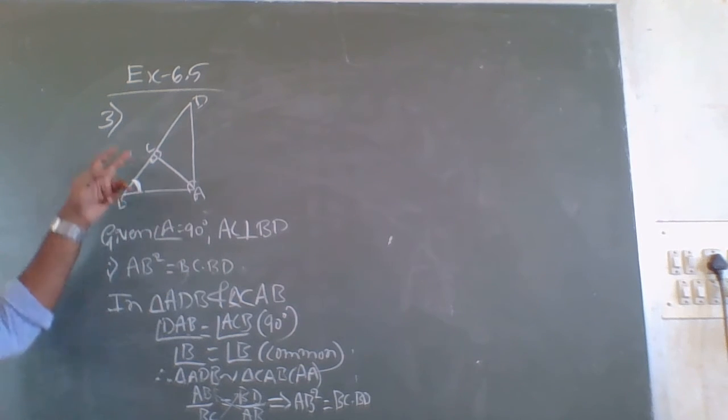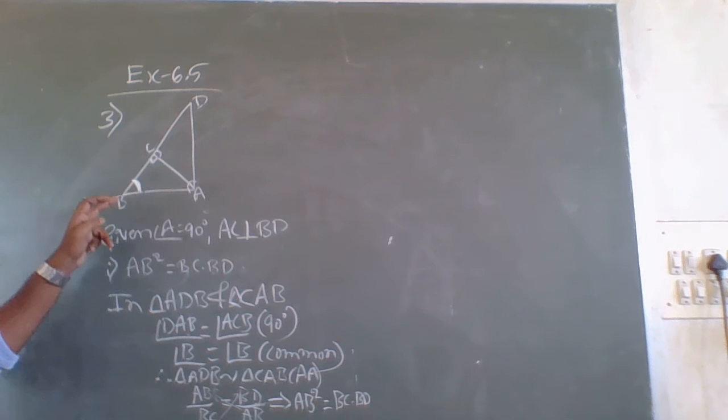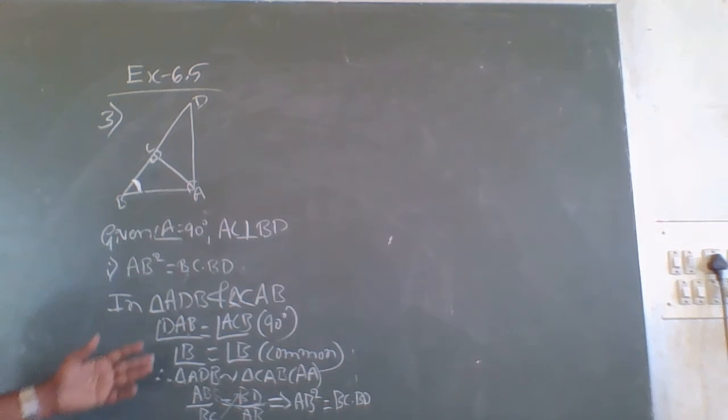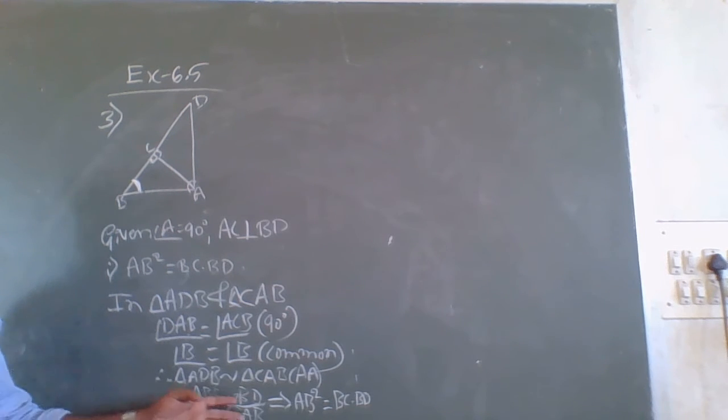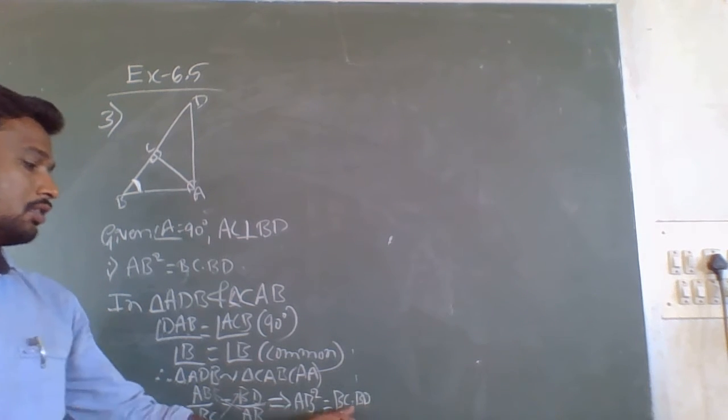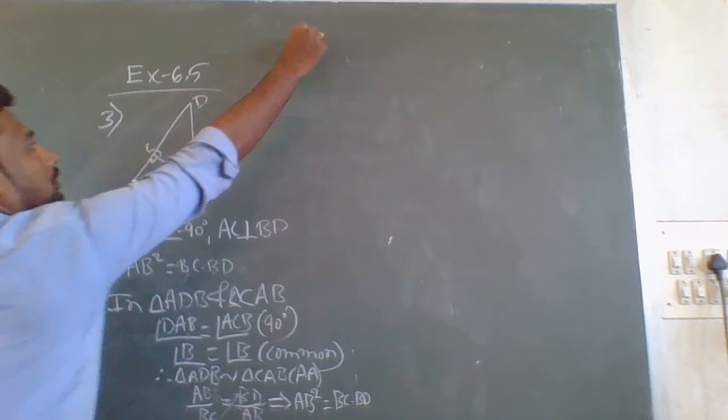To prove this, we have to prove triangle CAB is similar to the whole triangle DAB. If these two triangles are similar, then corresponding sides are proportional. Therefore, when you cross multiply, you will get AB square is equal to BC into BD. So this is the first one.